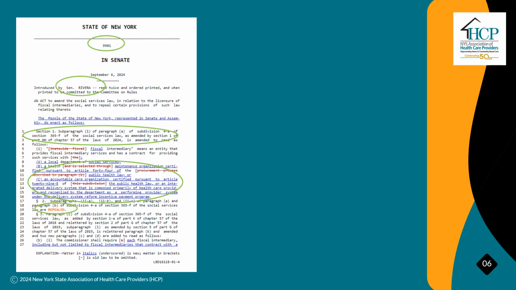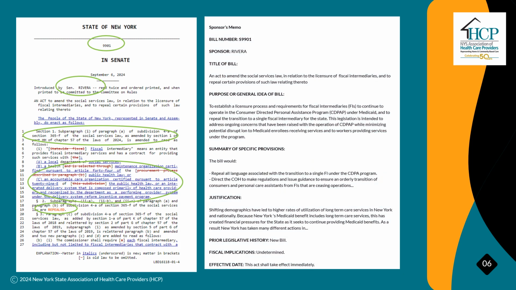Each bill is accompanied by a sponsor's memo, which includes the bill number, the sponsor, the title of the bill, the purpose or general idea of the bill, a summary of the bill's specific provisions, a statement justifying the need for the bill, any prior legislative history, any fiscal implications, and finally, the effective date.